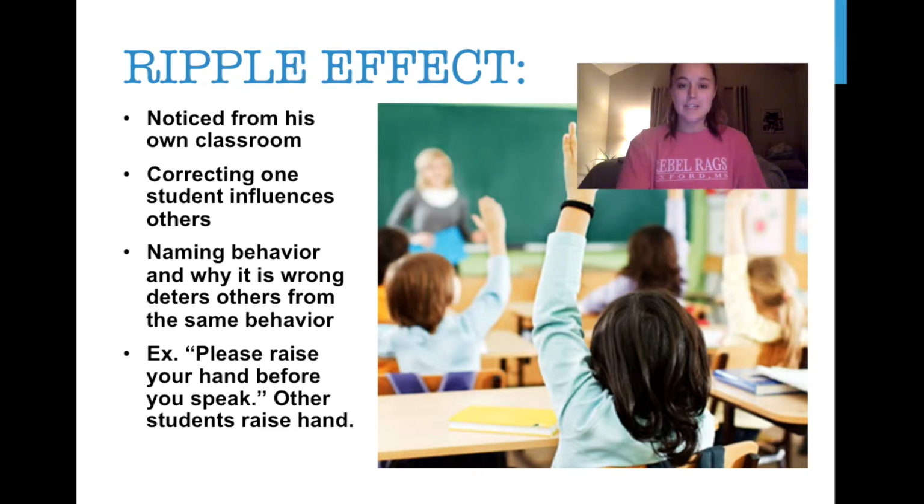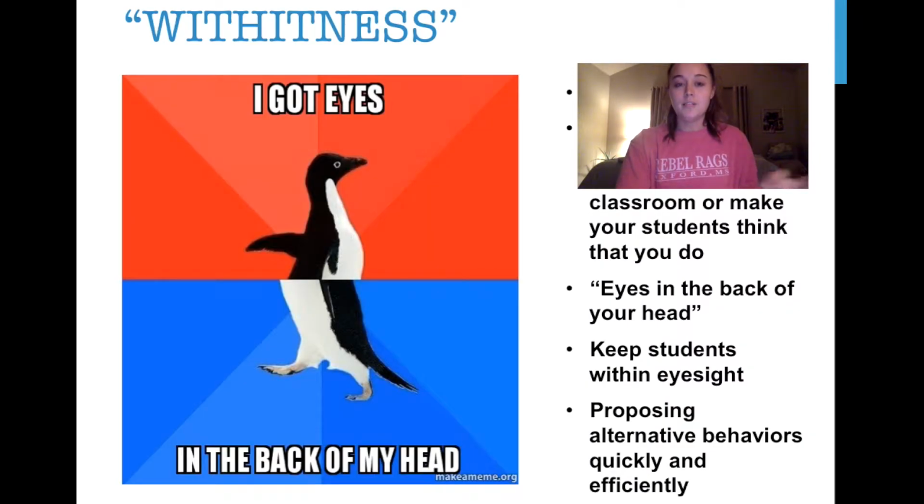So withitness is a word that he basically made up for this point, and it is just awareness of what's going on in your classroom as a teacher. He said that it's important for a teacher to either know everything that's going on in the classroom or at least make your students think that you know everything. It's like the eyes in the back of your head theory. And then it's important to keep students within eyesight at all times.